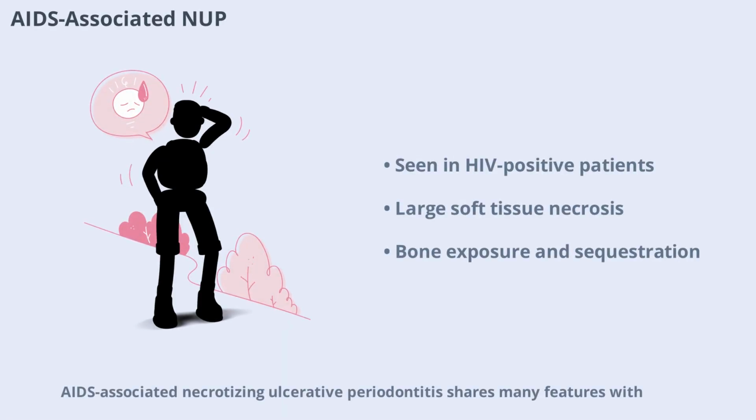AIDS-associated necrotizing ulcerative periodontitis shares many features with the non-AIDS type, but tends to be more aggressive. In HIV-positive patients, large areas of soft tissue necrosis are common, often exposing bone and leading to sequestration of bone fragments. These lesions can sometimes extend to the buccal vestibule or palate, evolving into necrotizing stomatitis. The compromised immune system in these patients makes the disease more severe and challenging to manage.